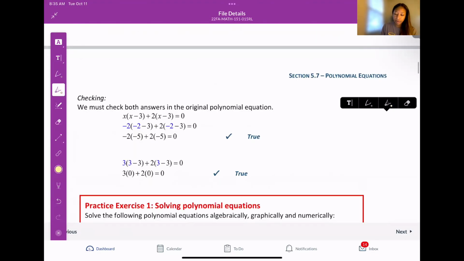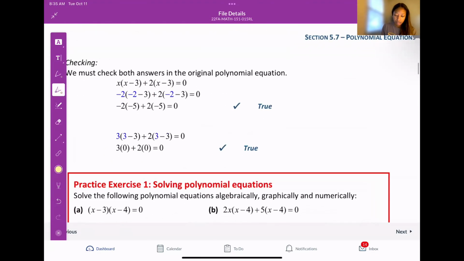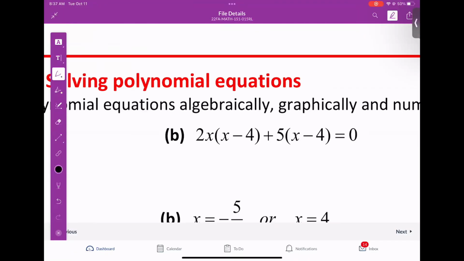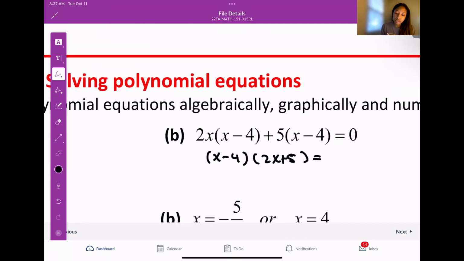I like to jump to the practice problems. Part A is already factored for us completely, so we can go straight to using the zero product property. Part B, we have to factor a little bit more. We can factor out an x minus 4 from both of those. For part A, he said the solution is x equals 4 and x equals 3. Okay, so from here, you should recognize that we can factor out the x minus 4. So that's x minus 4 times 2x plus 5 equals 0.